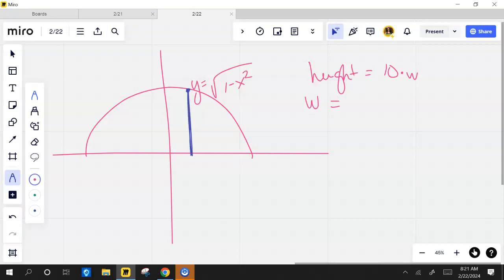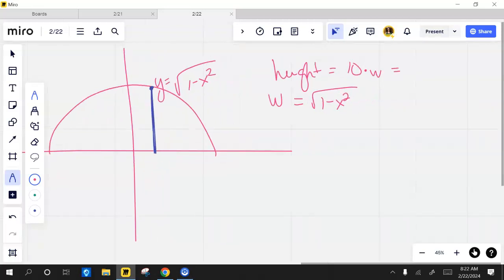That's right. It's just the equation itself. Square root of 1 minus x squared. I'm sorry, I didn't even hear. I thought I heard something. I looked and I didn't see you. That's okay. So my height is 10 times that. So I'm just going to plug in. So it's going to be 10 square root of 1 minus x squared.